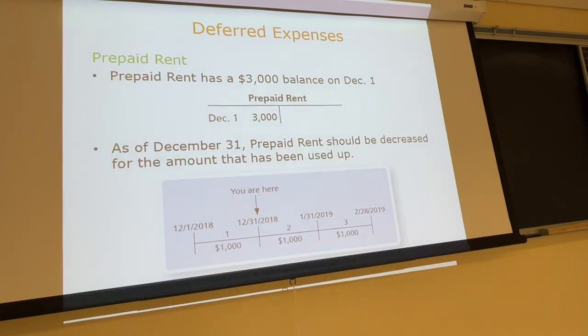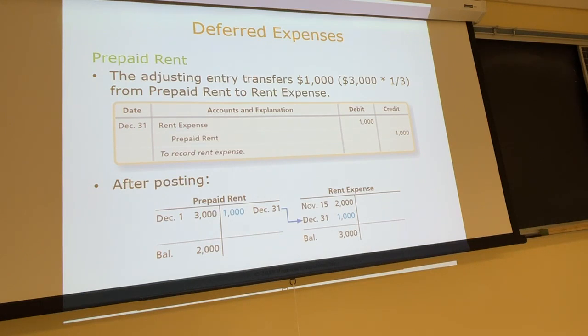Now we get to December 31st, and we realize that $1,000 of that prepaid rent has now been used up. So here's what our adjusting journal entry will look like on December 31st. We will debit rent expense to move $1,000 of it onto the income statement as an expense, and we will credit prepaid rent to move $1,000 off of the balance sheet where it was in an asset account.